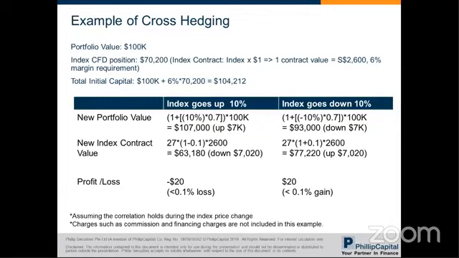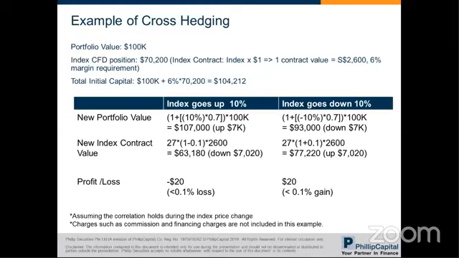So the portfolio value for the shares is 107,000, meaning it goes up by 7K. And the index contract, because it's based on the market performance, you're taking a short position. So your CFD position will go down by 7,000 as well, because it tracks the index. Your P&L doesn't match 100%, but it protects your portfolio value quite significantly. In this example, you only lose about $20.